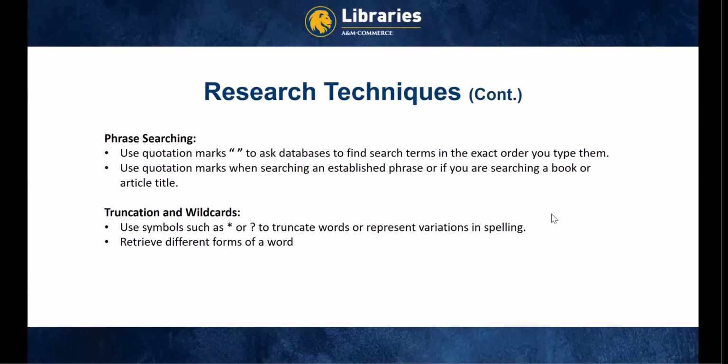Both of them are the same. We use symbols such as asterisks or question marks to truncate words or represent variations in spelling, in order to retrieve different forms of a word. Okay, it may not make much sense here, but I will show you later.